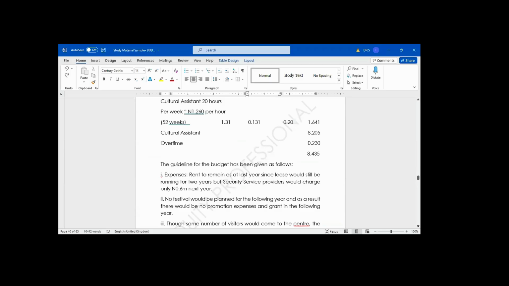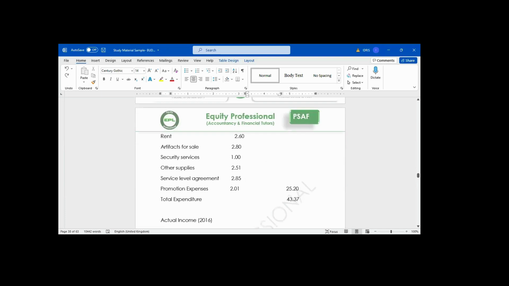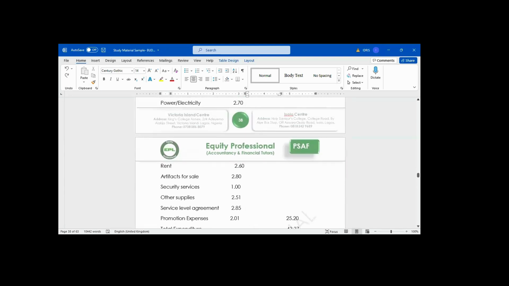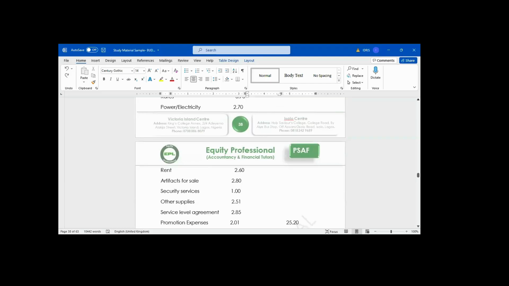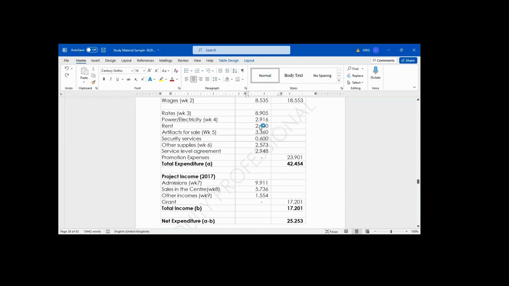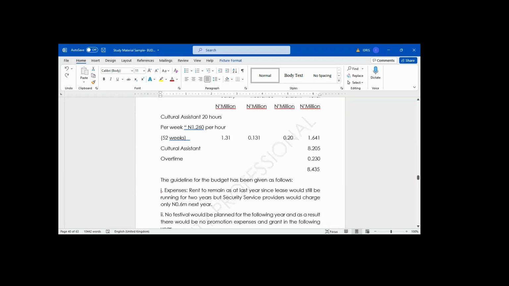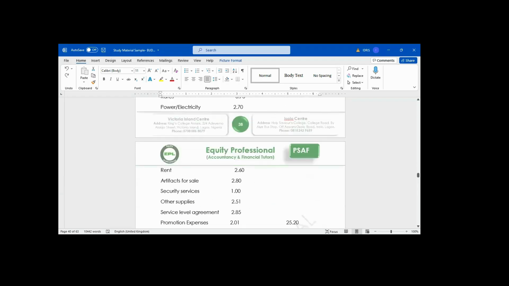Abby? Yes, sir. What does that statement mean? That means for 2017, how much rent are we going to use? Same, 2.60. So if you look at the solution, rent 2.60. After rent, which one is next? Artifacts for sale.